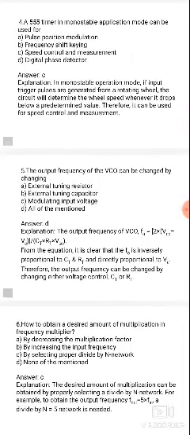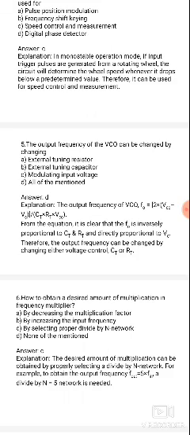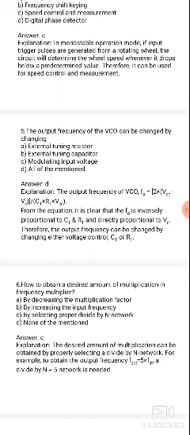The next question: the output frequency of a voltage controlled oscillator can be changed by changing what? The output frequency of the VCO depends on the external timing resistor, the external timing capacitor, the modulating input, or all of the above. VCO stands for voltage controlled oscillator. It depends on the external timing resistor RT, external timing capacitor CT, and modulating input voltage VI. So the VCO output matches the input signal, and that's why we choose all of the above.